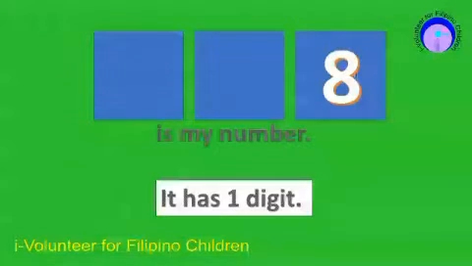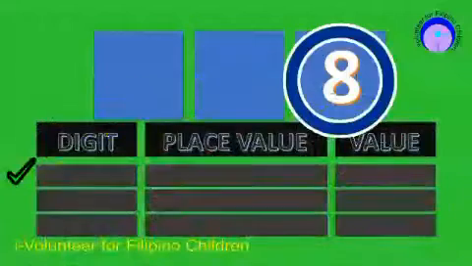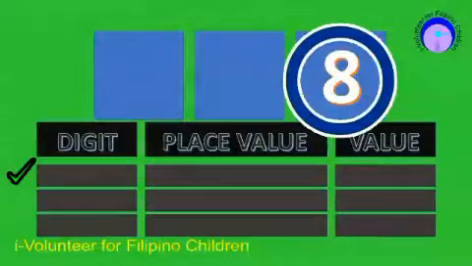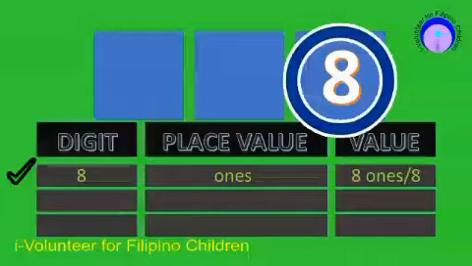What is your number? How many digits does your number have? 8 is my number and it has 1 digit. What digit do you have? What place value does it belong to? What is the value of your digit? Digit 8 is in the ones place and has a value of 8 ones.